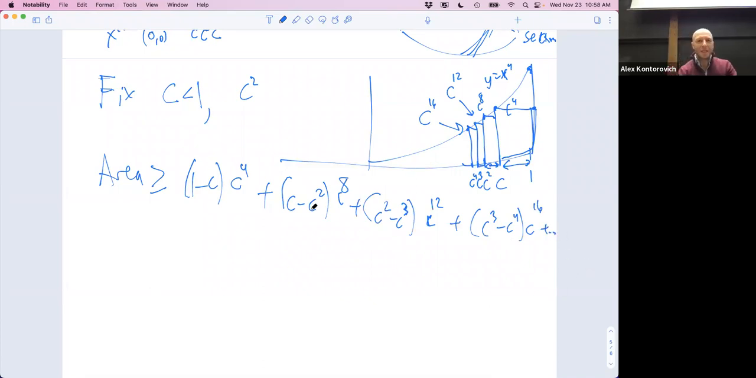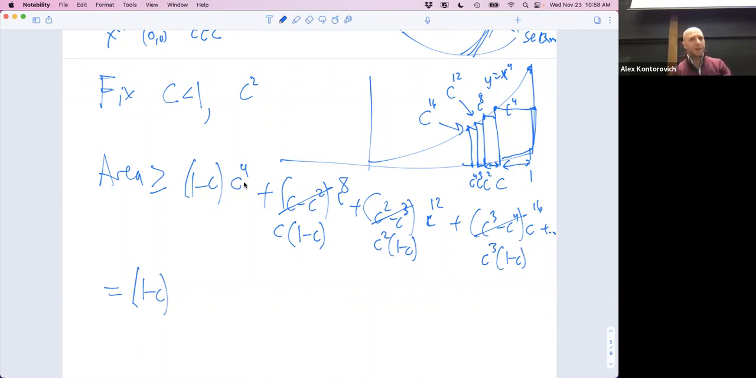C minus C squared, we can factor out a C from this. That's C times 1 minus C. C squared minus C cubed, we can factor out C squared. That's C squared times 1 minus C. C cubed minus C to the fourth is C cubed times 1 minus C, and so on. So we can pull out a 1 minus C from all of these. There's also a C to the fourth everywhere.